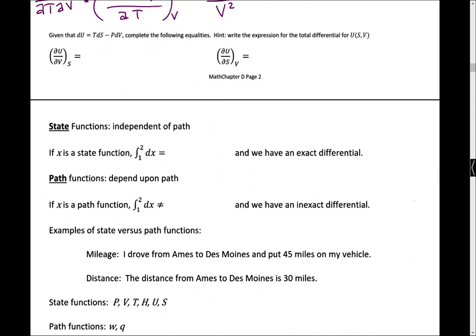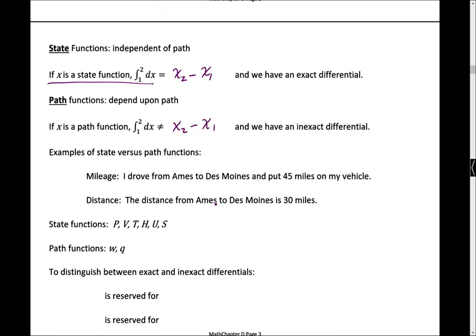So here we're just going to go through some dotting I's and crossing T's. If we have a state function, if we have an exact differential, then when I integrate dx, that's going to be x2 minus x1, so that's equal to delta x. If I have a path function, I can't make that statement. I need to know how I'm going, so they're not equal to each other.